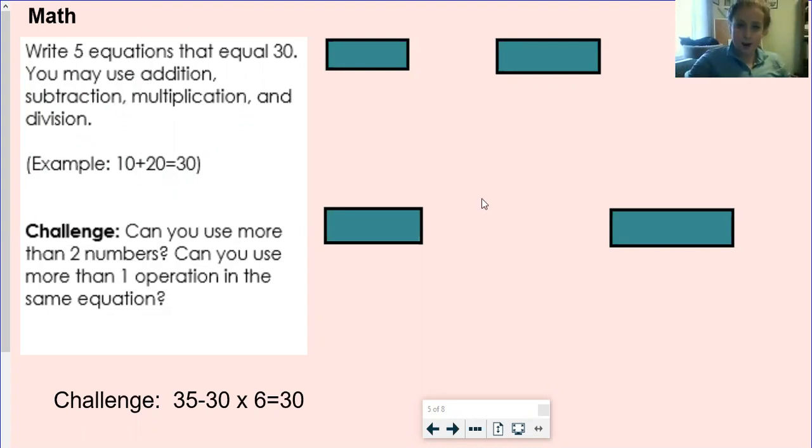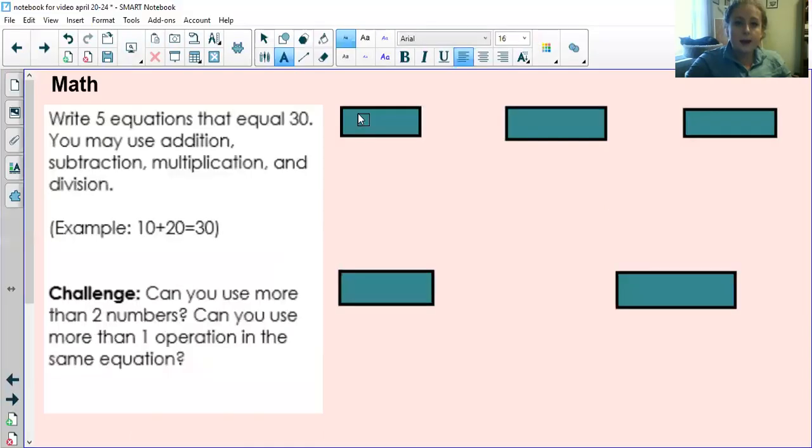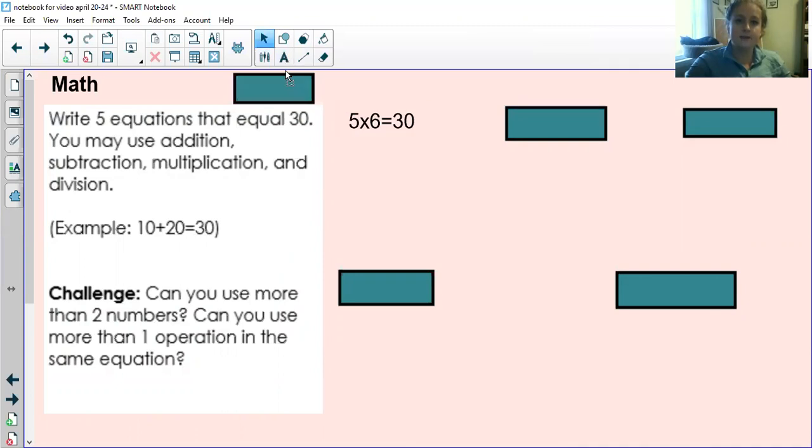Now, on my screen, I have some examples for you. So what you could do is, you could have this first problem. It says 5 times 6 equals 30, okay? 5 times 6 equals 30. I figured that out. What you could do is you could draw a picture. Remember, we could do 6 groups with 5 in each.